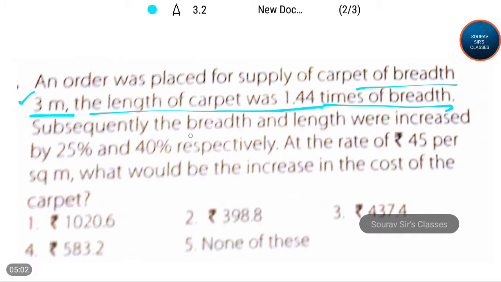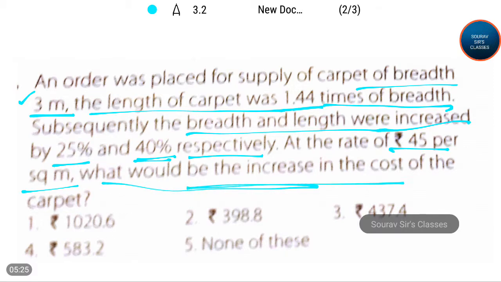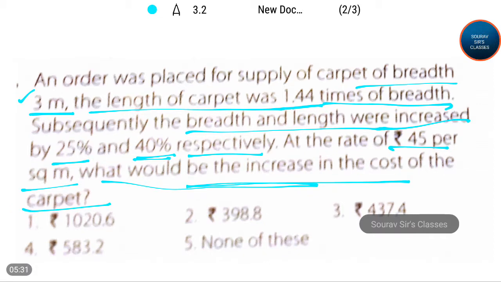Now, subsequently, the breadth and the length were increased by 25% and 40% respectively. So, the breadth was increased by 25% and the length was increased by 40%. Now, at the rate of rupees 45 per square meter, we have to find out what would be the increase in the cost of the carpet. Here, 5 options are given. So, now let's start.